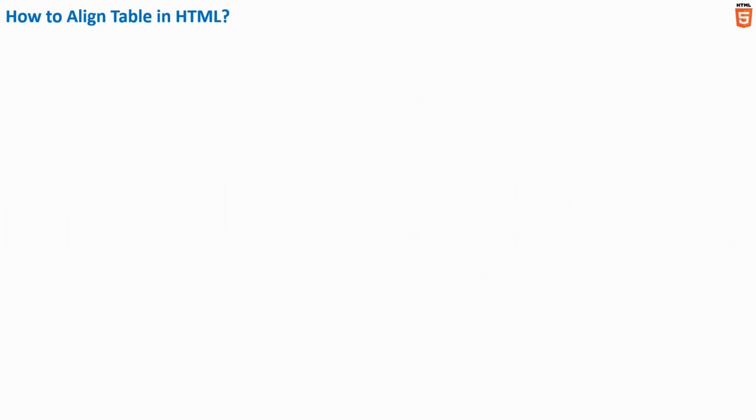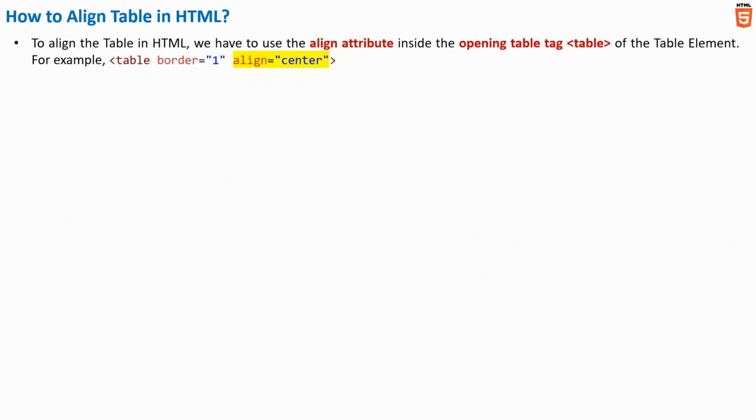So friend, let's start. To align the table in HTML, we have to use the align attribute in the opening table tag of the table element. For example, inside the opening table tag, we will set the attribute called align with a value as center. If you notice in this example, we have an align attribute, the value for which is center.